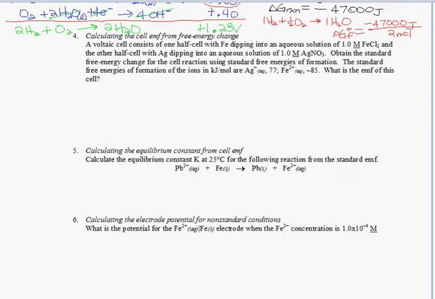All right, number 4. A voltaic cell consists of a half cell with iron dipping into an aqueous solution, and the other half is silver dipping into another aqueous solution. We're going to obtain the standard free energy change for the cell using standard free energies of formation. Good thing that they're listed. That way you don't have to pull out your data sheet.